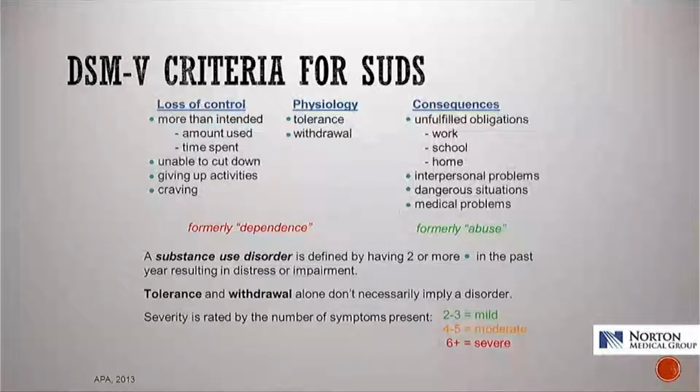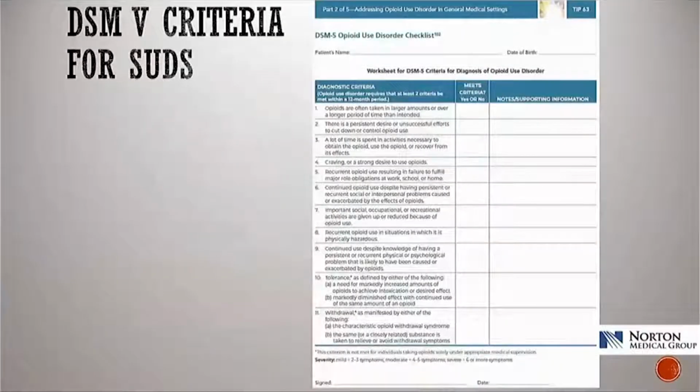And this is the specific criteria and the questionnaire which each patient should be asked to appropriately diagnose whether they have a substance use disorder. And again, they have to meet at least two of these 11 criteria to satisfy at least a mild use disorder.